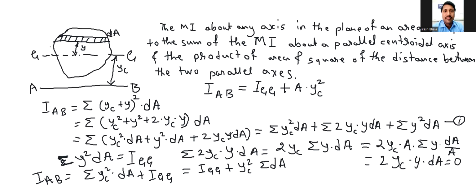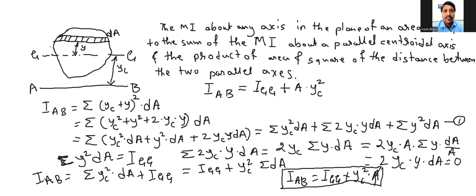Hence IAB is equal to IGG plus Yc square into A. Hence this is proved. Okay, you can see that IAB is equal to IGG plus A into Yc square, where Yc is the distance of this reference axis AB from the centroidal axis GG.